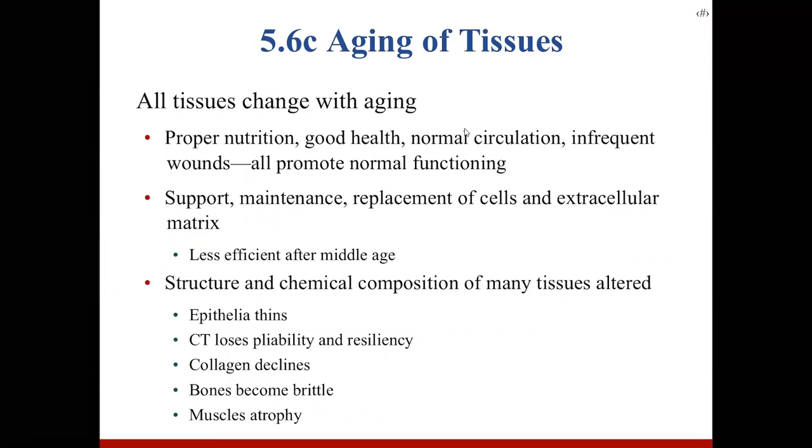Now I wanted to talk about aging of tissues. Tissues do change with aging and it's sad, right? So the epithelium gets thinner. Think about someone elderly that you know. The epithelium gets thinner, the connective tissue loses its resiliency and elasticity. We don't have as much collagen. We start losing bone mass, and the muscles can get smaller.